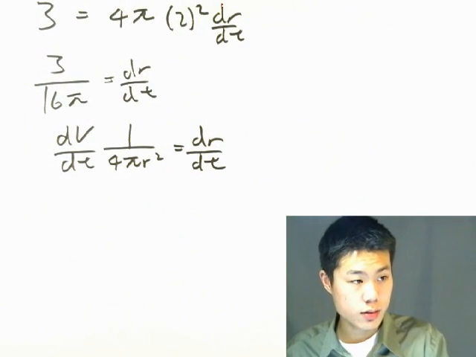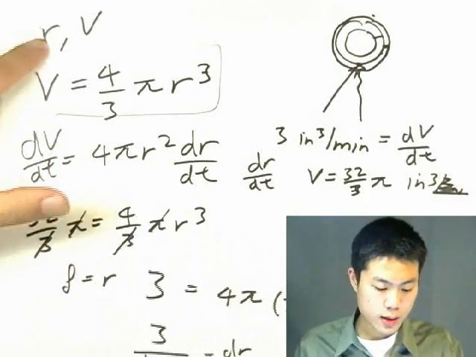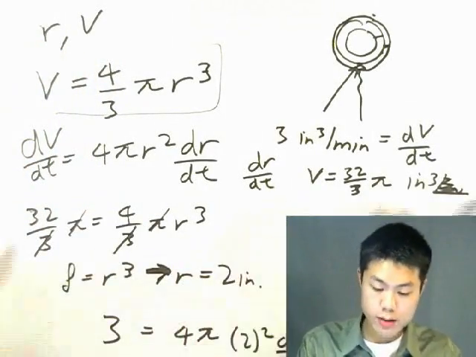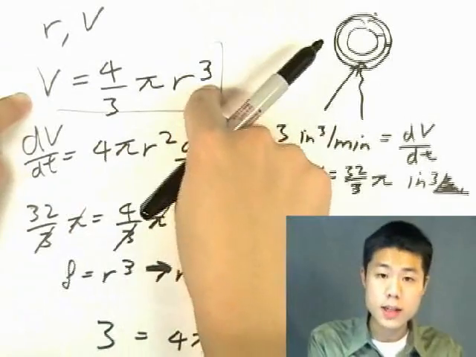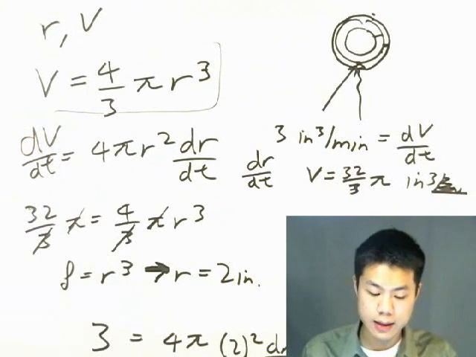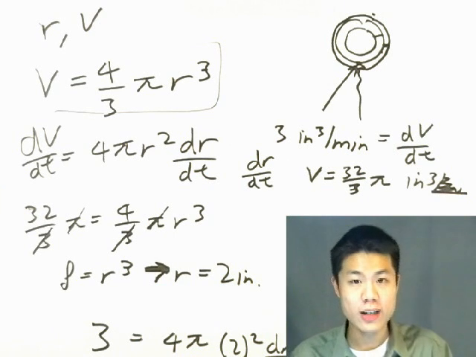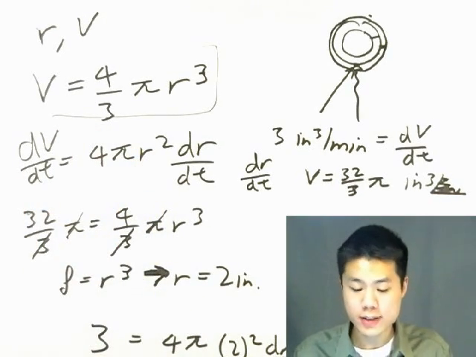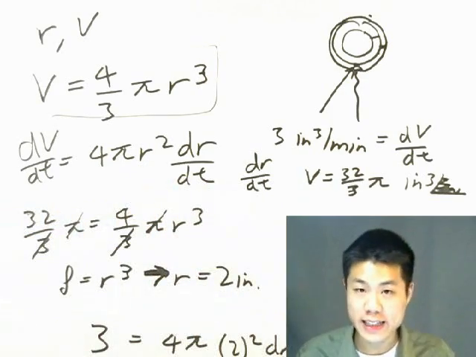So let's review now. In this case, we first identified the two variables. We wrote down all the givens. We found that we wanted to find dr over dt. We wrote the equation that governed the relationship between r and v. Using that, we implicitly differentiated both sides, and then we plugged in everything we had, but we saw that we didn't have r. That's okay. We solved for r using v, and then we found dr over dt.